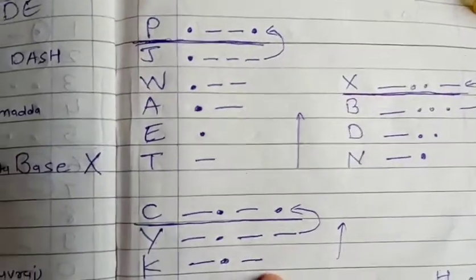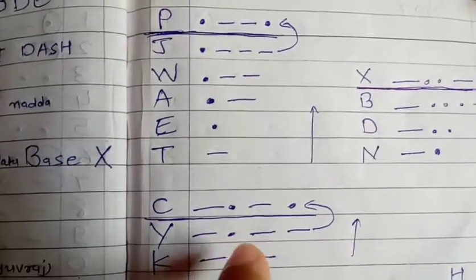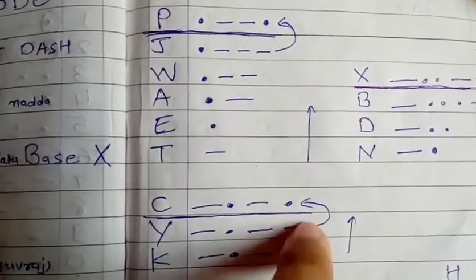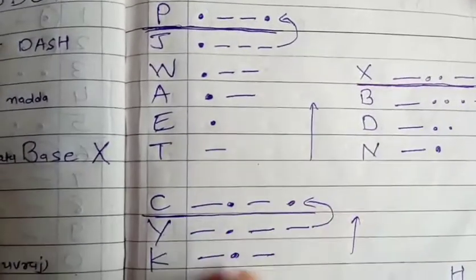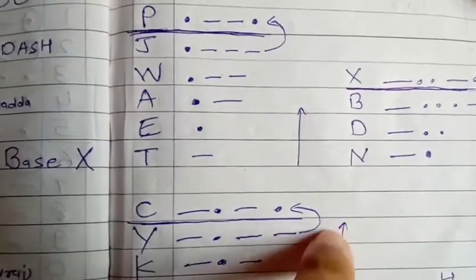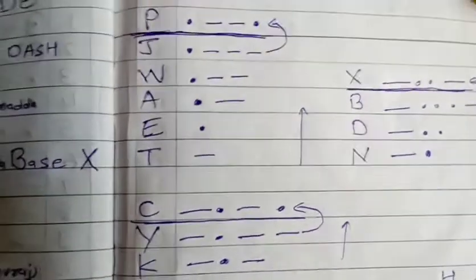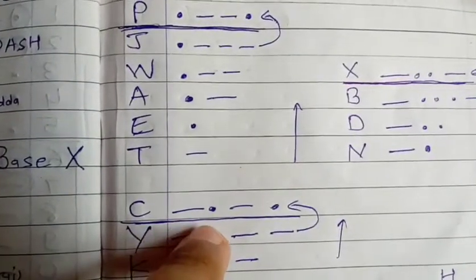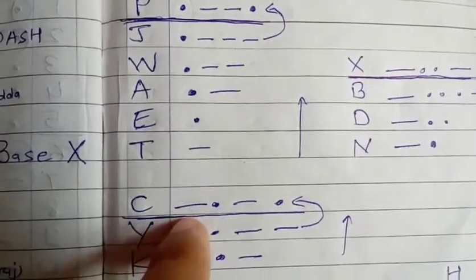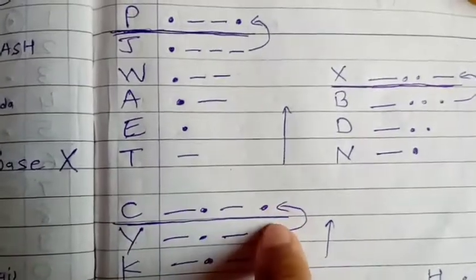Okay, now KYC. K means let's increase one step further, dash dot dash. Y means dash dot dash dash, one step increase bottom up approach. C means let's replace dash with dot. So C means dash dot dash dot.